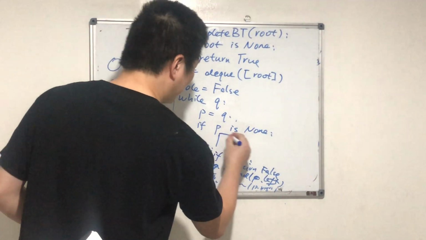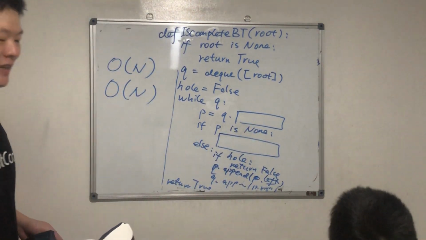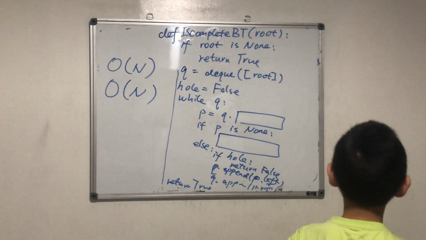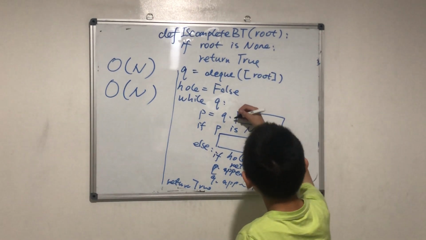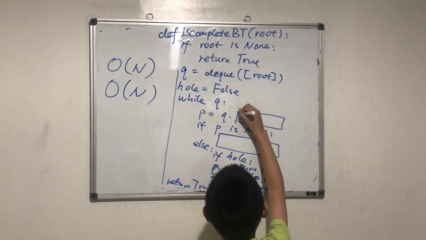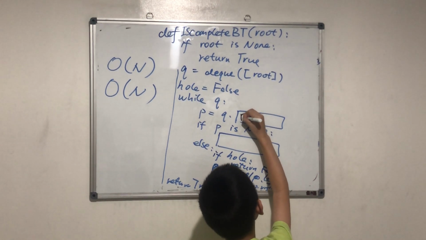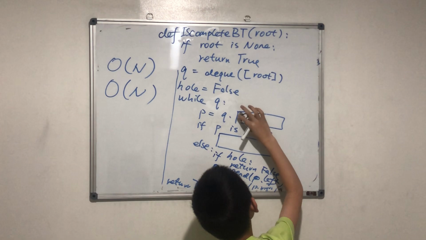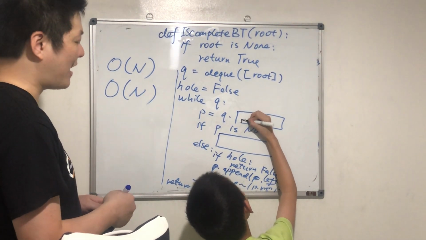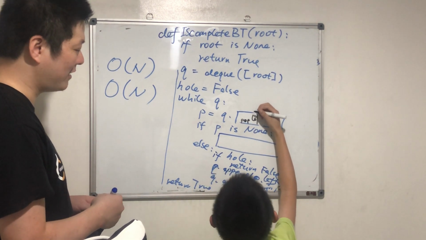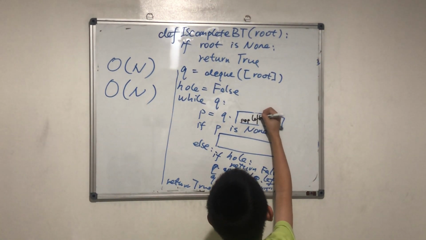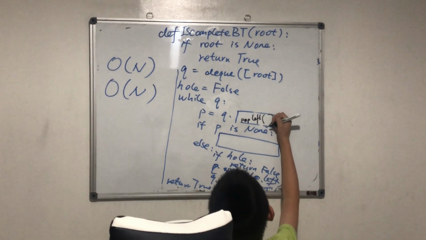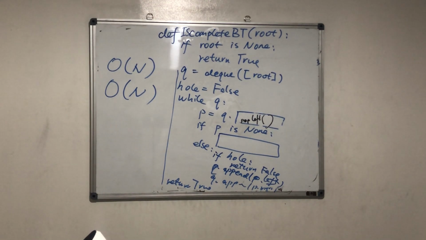Nice. Find a missing piece. Find the mistakes. P equals Q dot pop left. Pop is lowercase, not uppercase. It's case sensitive, okay? Uppercase and lowercase are different. That's a very small p. Okay, pop left. And what's next? If P is none, what should we do? We set the hole to what? False.